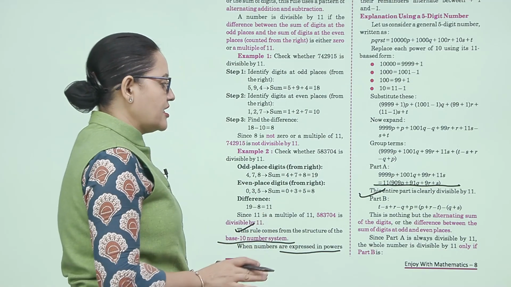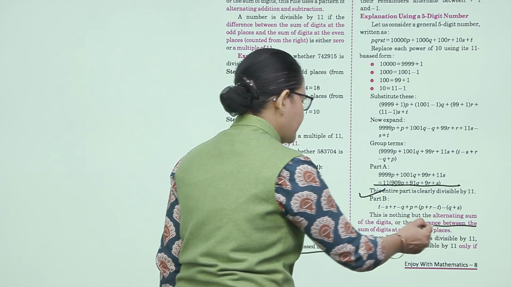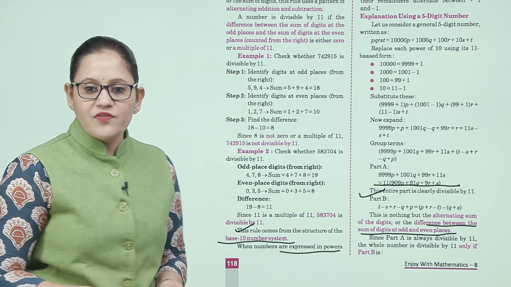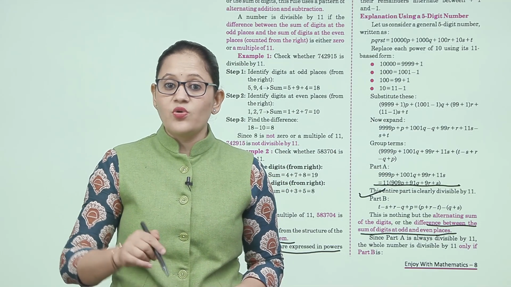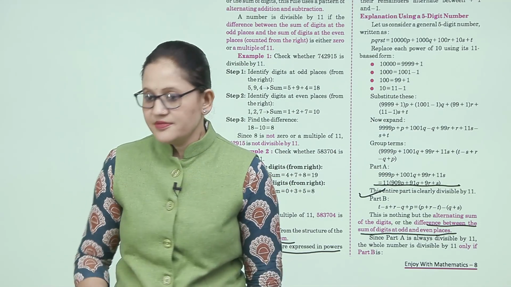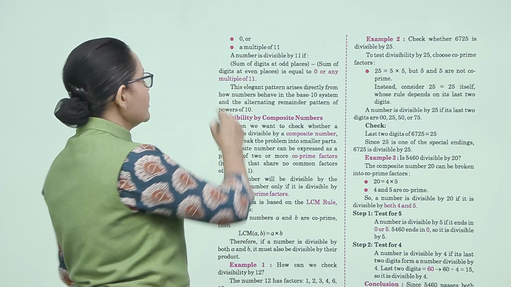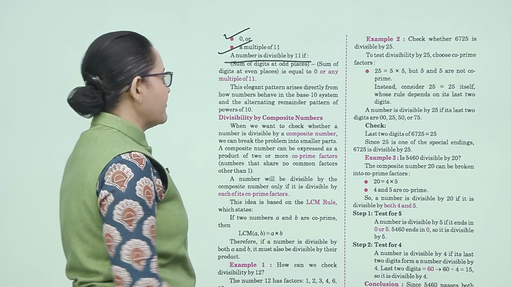This is nothing but the alternating sum of the digits, or the difference between the sum of digits at even and odd places. Since part A is always divisible by 11, the whole number is divisible by 11 only if part B is 0 or a multiple of 11. Then the number is divisible by 11 itself.